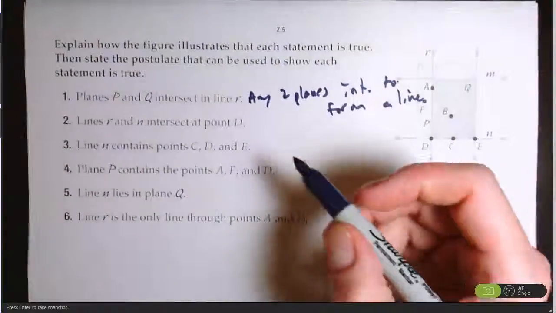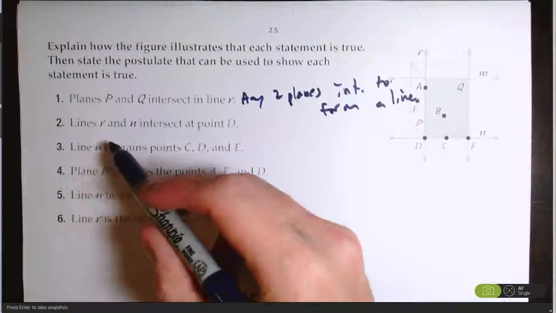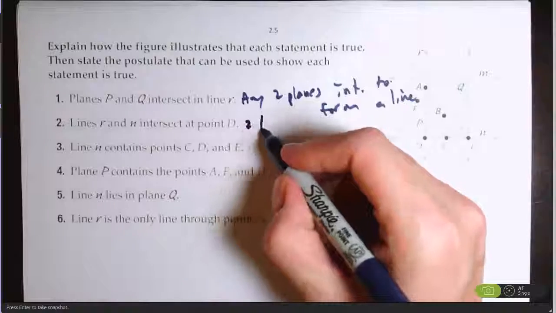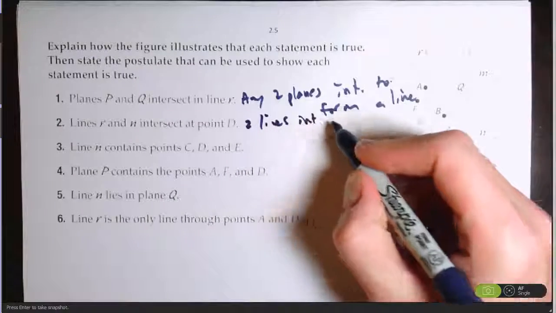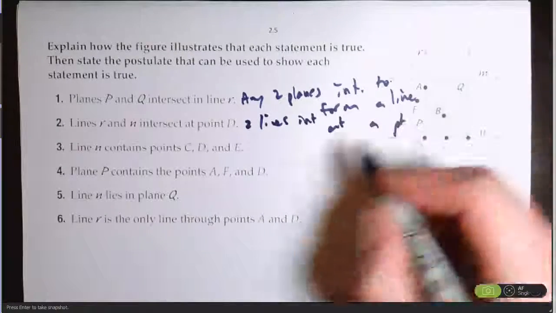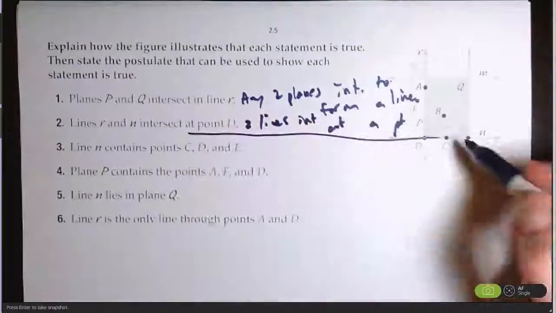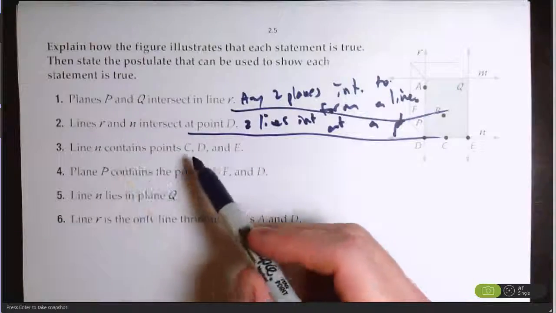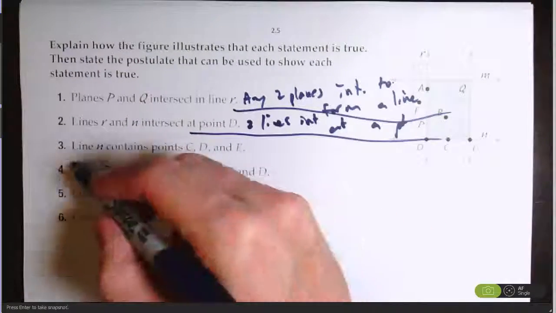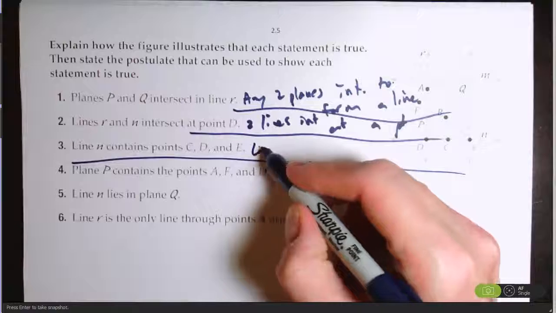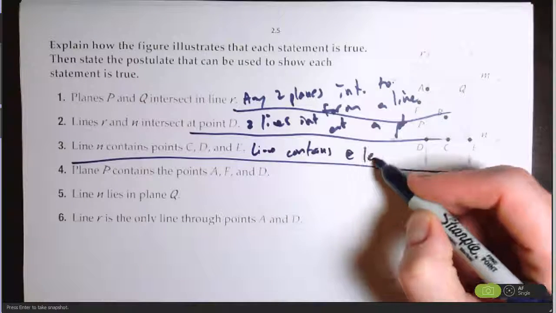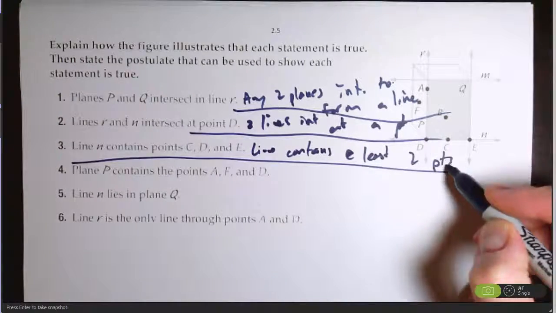Okay. Number two is lines R and N intersect at point D. That's any two lines intersect at a point. I know this is sloppy, but I'm just kind of doing this rough. In class, we'll be a little neater with it. Number three is line N contains points C, D, and E. A line contains at least 2 points.